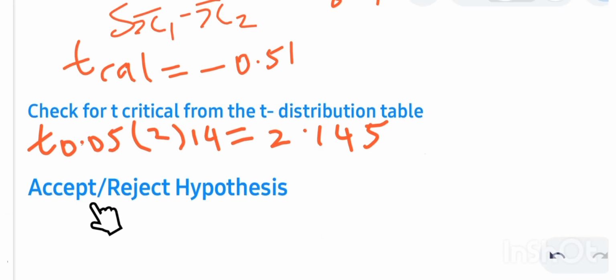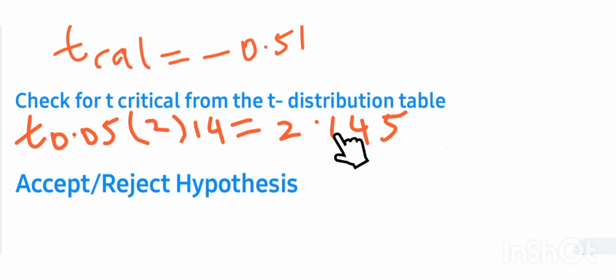Next it says accept or reject hypothesis. Accepting or rejecting hypothesis simply depends on t calculated and t critical or tabulated. The rule is when t calculated is less than t tabulated, you accept null and reject the alternative. Looking at our values here, t calculated is way less than t tabulated. So here we accept null and reject the alternative.